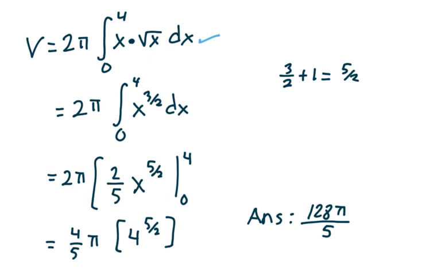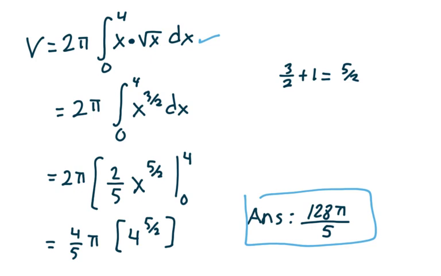So this is 2 pi times the integral from 0 to 4 of x to the 3/2 dx, which is 2 pi times the quantity 2/5 x to the 5/2 evaluated from 0 to 4. And so this is 4/5 pi times 4 to the 5/2. And so the correct answer here will be 128 pi divided by 5. And that's how we do problem number 9.